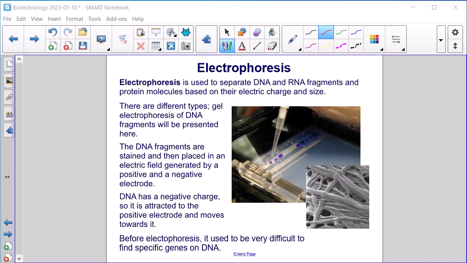Electrophoresis is used to separate DNA and RNA fragments and protein molecules based on their electric charge and size. There are different types. Gel electrophoresis of DNA fragments will be presented here. The DNA fragments are stained and then placed in an electric field generated by a positive and a negative electrode. DNA has a negative charge, so it is attracted to the positive electrode and moves toward it. Before electrophoresis, it used to be very difficult to find specific genes on DNA.